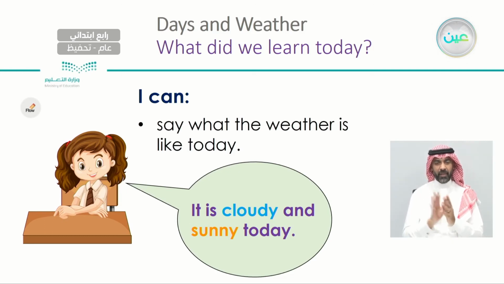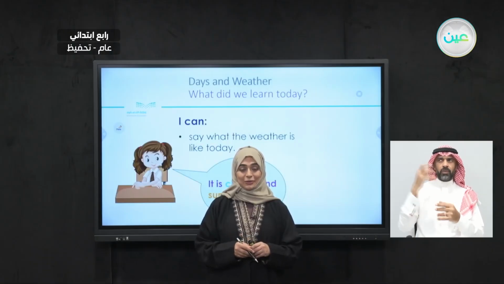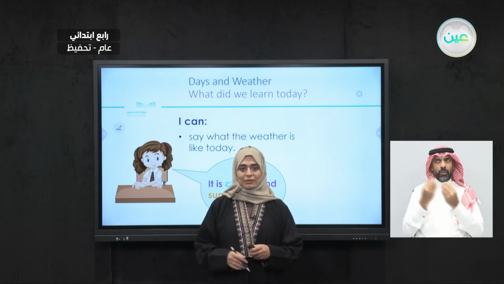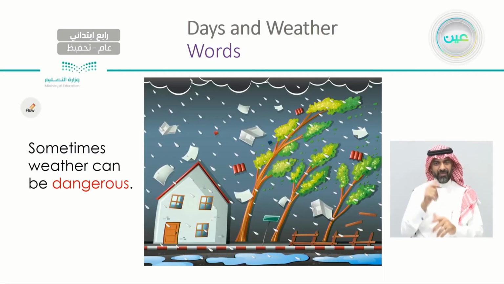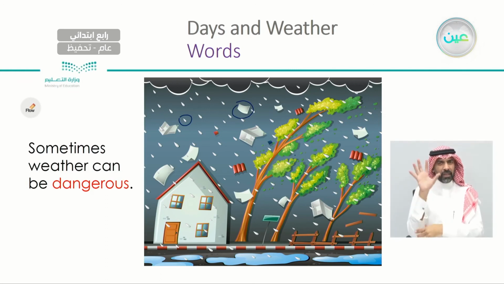Also, I can say what the weather is like today. I can say it's rainy and stormy. This is not in your book, but it's interesting to know. It's rainy and stormy today. So look at this picture, boys and girls. What do you see? So we can see drops of water. We can see papers flying. And the tree, look at the tree. It's swinging. It's moving to the side.